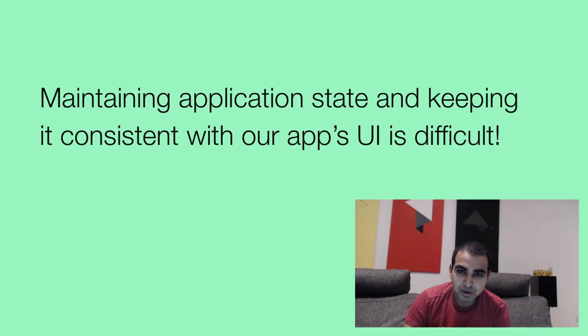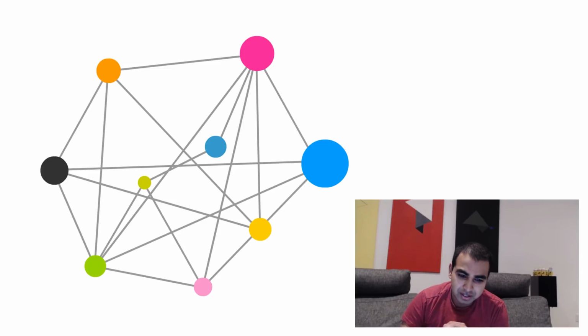And here's the thing. When we're building apps, there are a lot of challenges we run into. But one of the biggest challenges is keeping our application state, the data our app relies on, in sync. Not just in sync with internally whatever is going on, but also with any UI that is being displayed as well. And here's the reason why that is a challenge.